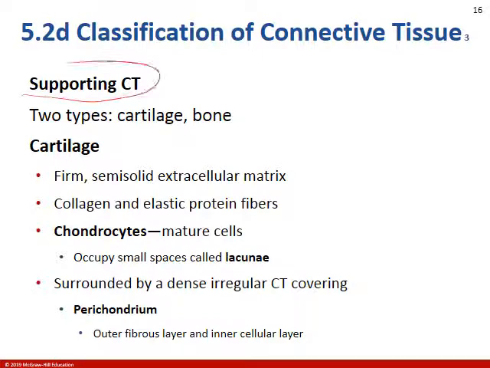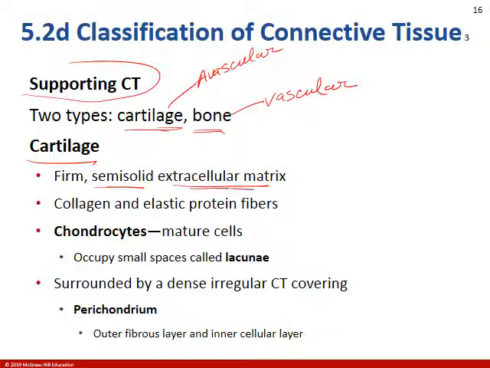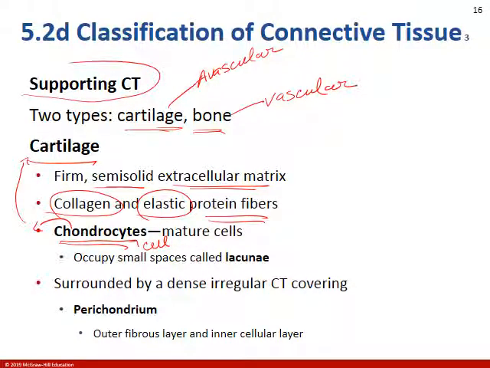Now we move on to supporting connective tissue. We're going to talk about cartilage and bone. Remember, cartilage is avascular. It's the only connective tissue that does not have its own blood supply. Bone is vascular. Okay, so cartilage, it's going to have a semi-solid extracellular matrix. You're going to have lots of collagen, lots of elastic fibers. You're going to have mature cartilage cells. They're called chondrocytes. So cyte means cell, chondro means cartilage.